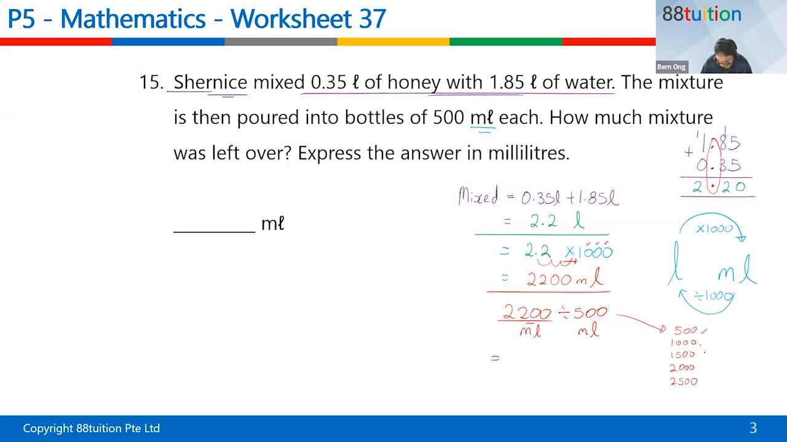So you can only fill up to what? Can you see? 4 full bottles. You can only fill up to 4 full bottles. And there will be a remaining amount. How much? Can you see? 4 full bottles is 2,000. You have 2,200. So there will be a remaining amount of 200 ml.